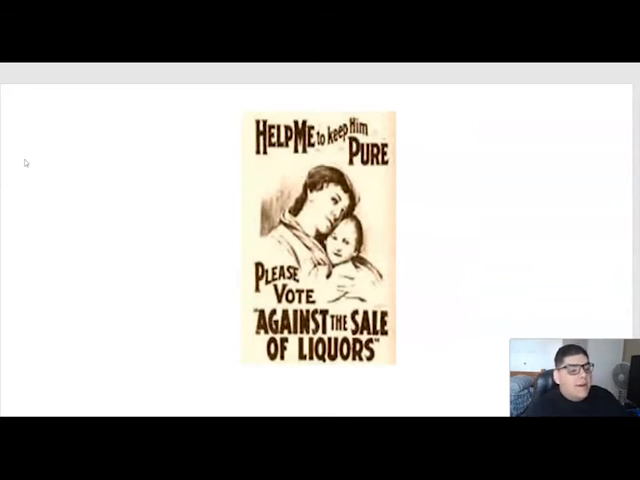The reason why prohibition was initially implemented, with posters like this one, to help keep them pure, please vote against the sale of liquors, was because back then a lot of abusive husbands beat their wives. And a lot of times when they beat them, it's because they were alcoholics. But it wasn't just because they were alcoholics, they were just jerks back then, and that's what they wanted to do, which I'm not saying is right, but that's sort of what they did. There weren't a lot of rights that protected women back then. So that's one of the reasons why prohibition was pushed.